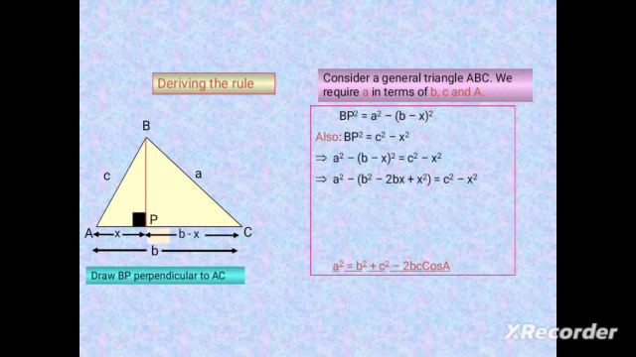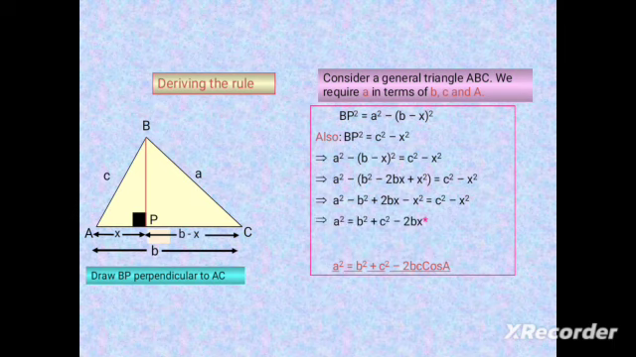Now that gives us a squared minus (b squared minus 2bx plus x squared) equal to the other length, c squared minus x squared. That implies that a squared minus b squared plus 2bx minus x squared is equal to c squared minus x squared. We have just collected the like terms together, having opened the bracket. And now that gives us a squared is equal to b squared plus c squared minus 2bx.